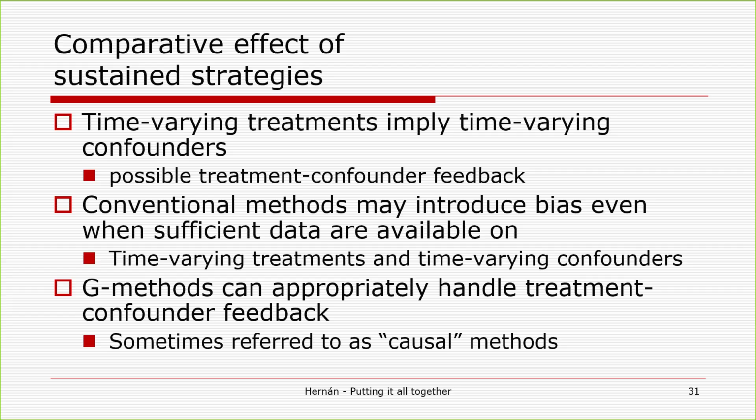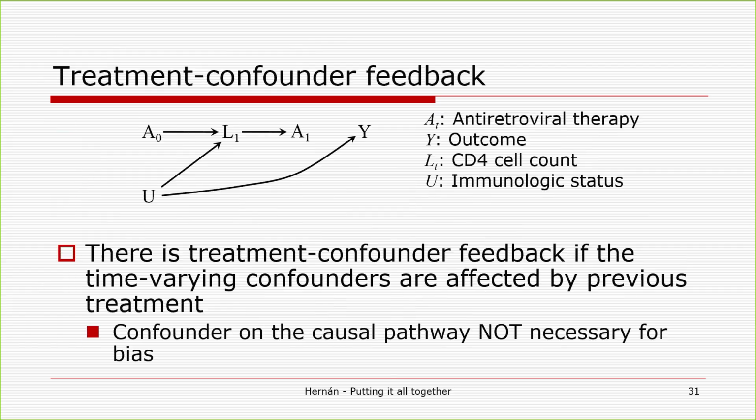And the problem is that once you have time-varying treatment and confounders, it's possible that there's a feedback loop between the treatment and the confounders. If the treatment affects the confounder in the future, the confounder affects the treatment in the future. So, as an example, if you're trying to estimate the effect of antiretroviral therapy on some outcome.